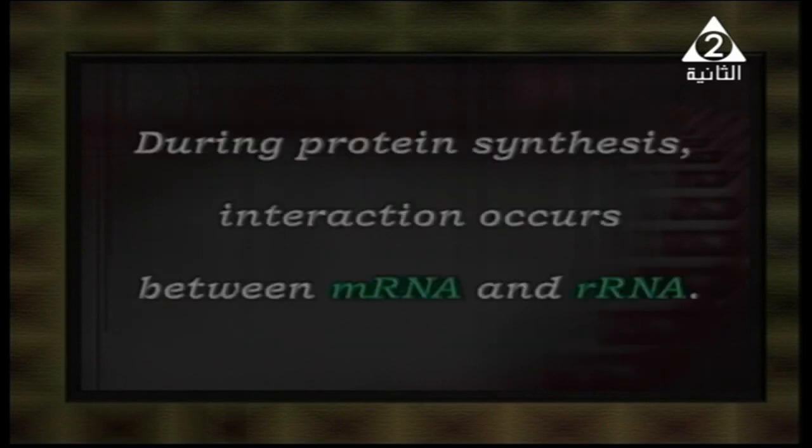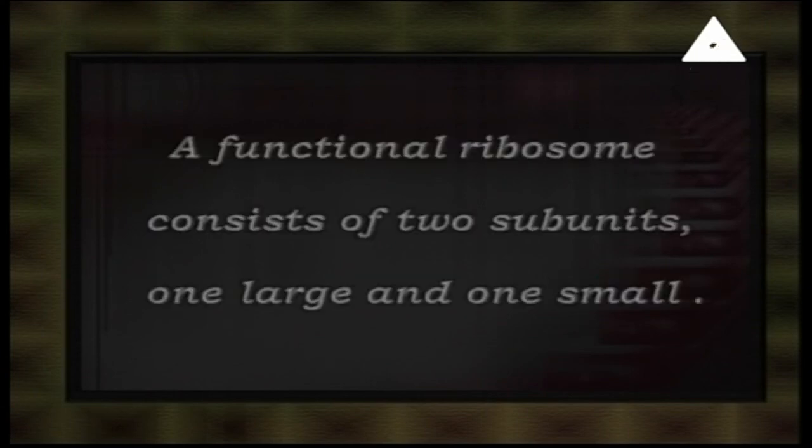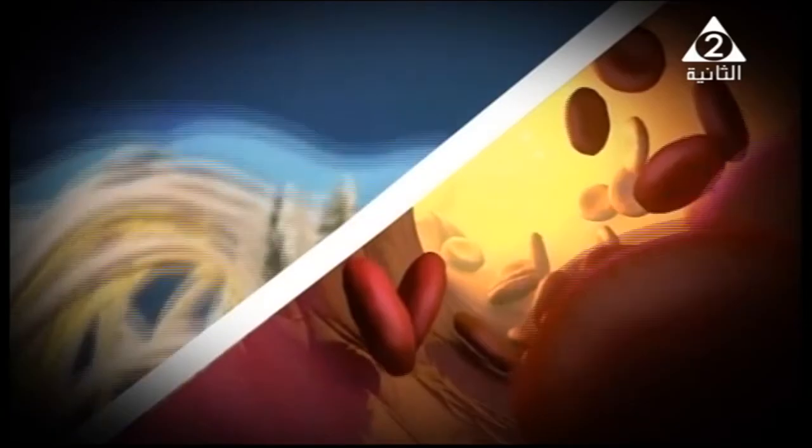During protein synthesis, interaction occurs between messenger RNA and ribosomal RNA. The functional ribosome consists of two subunits, one large and one small.